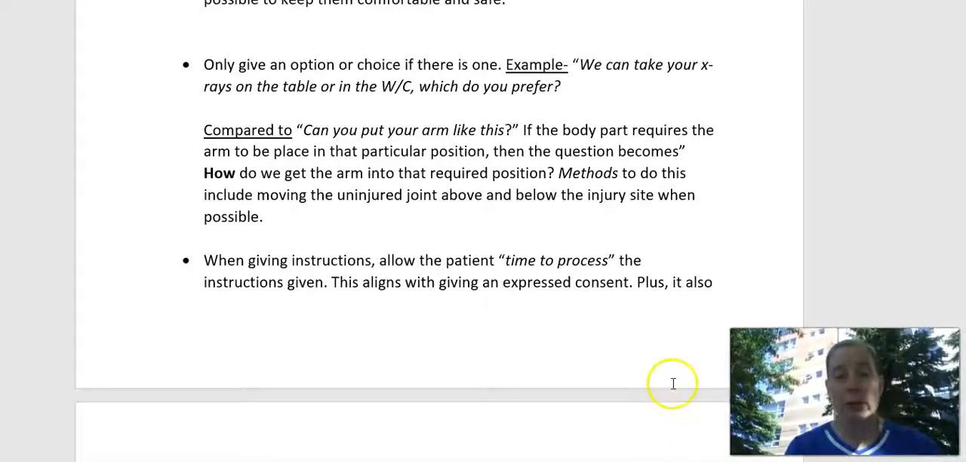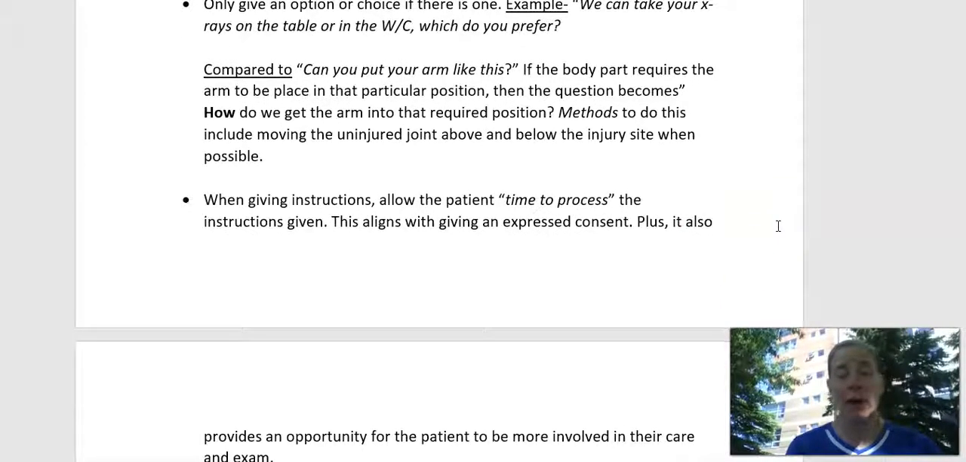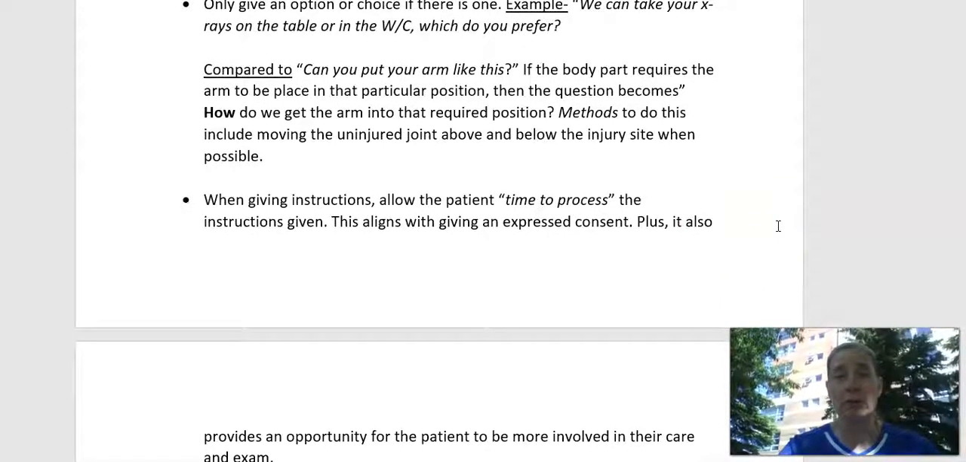Okay, one of the ways that you can look at helping the patient get into these different positions that may be uncomfortable is we'll say something like, can you put your arm like this? All right, or I'm going to need you in this position. So we can kind of give a demonstration. I'm going to have your leg like this. All right, so how do we get that arm into that position?